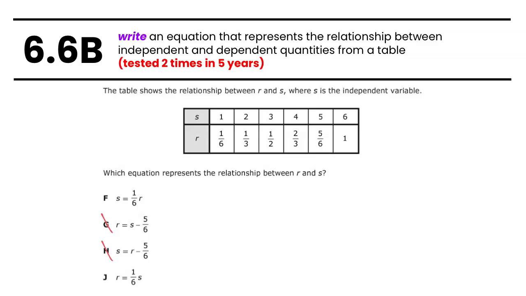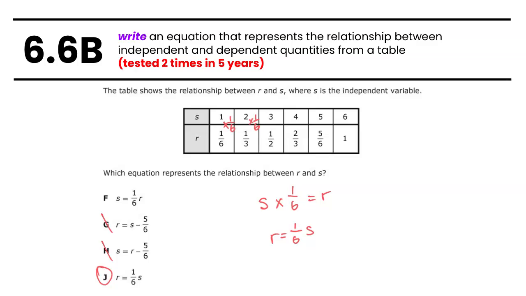And so if we multiply 1 times a number to get 1/6, that would be 1 times 1 over 6. Then 2 times 1 over 6 will be 2 over 6, or 1 over 3. And so we see that that is the relationship here. If we take the numbers in row S and multiply them by 1 over 6, that's going to result in the numbers in row R. And so writing that as a traditional equation, we will have R is equal to 1 over 6S, which is letter J.